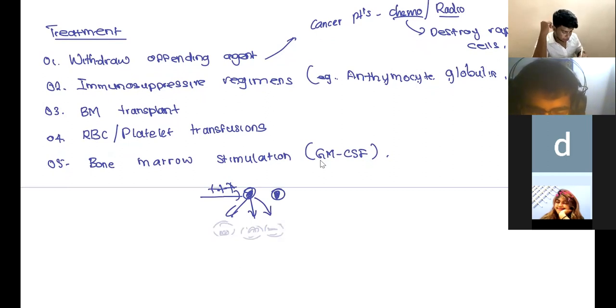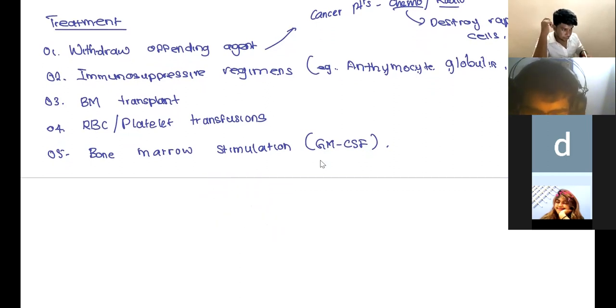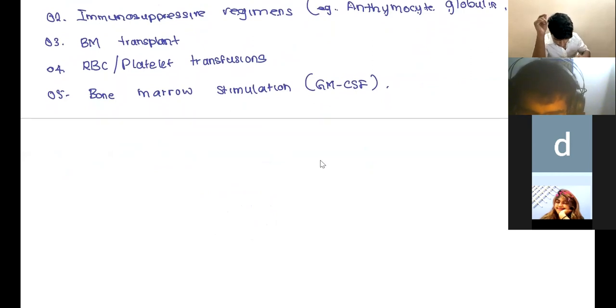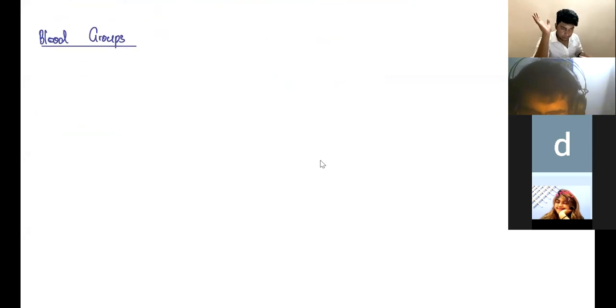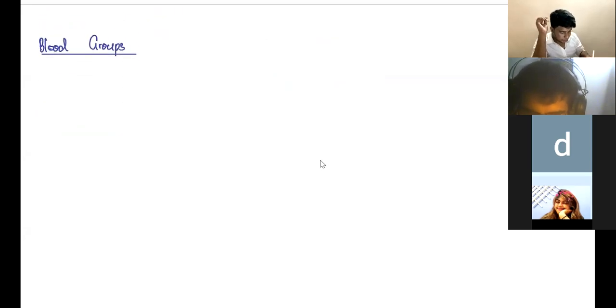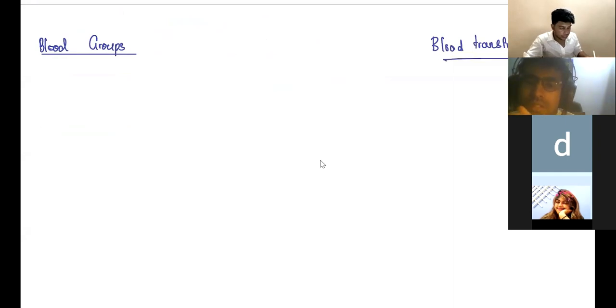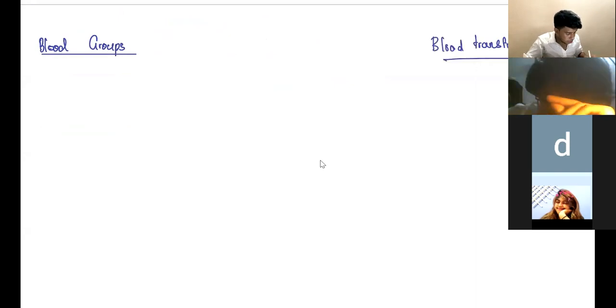So those are the treatments. Now, let's talk about the blood groups. We are done with all the major topics. We are going to go into one topic, which is obvious for everyone, but we should do it for the sake of completion. The other topic we are going to discuss next is blood transfusion reactions. This comes under surgery, but we will discuss it here in brief. Okay, I don't write this topic right now.